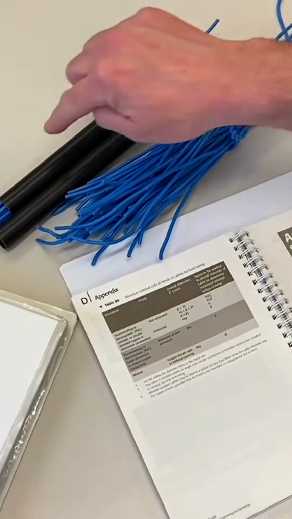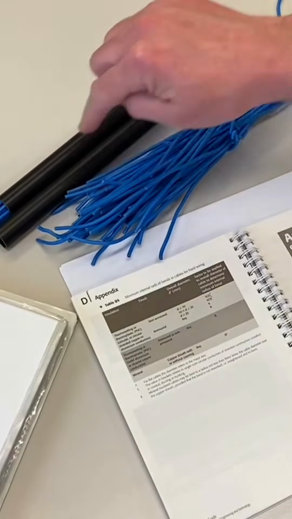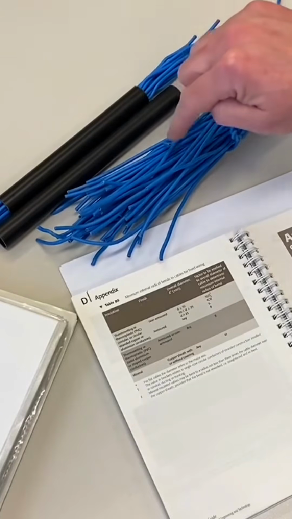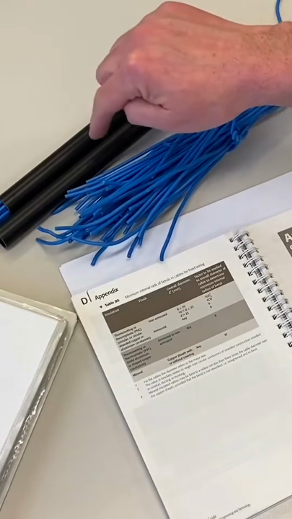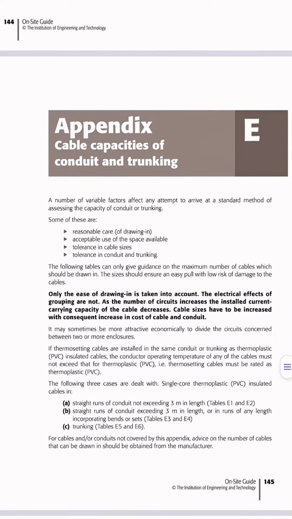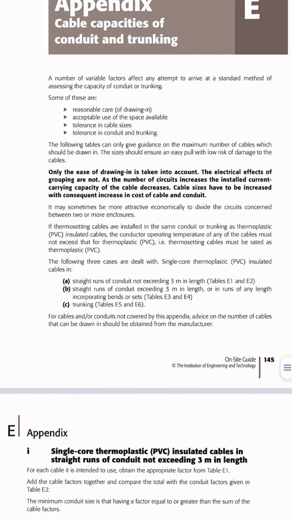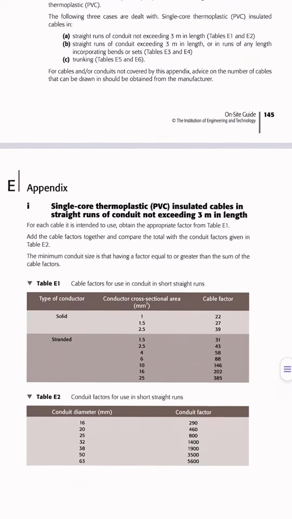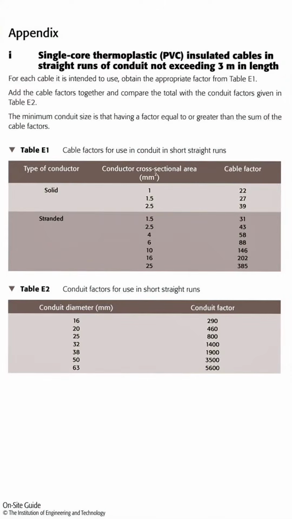Let's work out what we've got here, which is a piece of 20mm conduit and 1.5mm squared conductors. Let's work out what the maximum number of these that can be installed in this is if it's a short straight run. We need Appendix E of the On-Site Guide, cable capacities of conduit and trunking, and we're concentrating on the one for conduit. And if we turn over, single core thermoplastic PVC insulated cables, which we've got here, in straight runs of conduit not exceeding 3 meters.